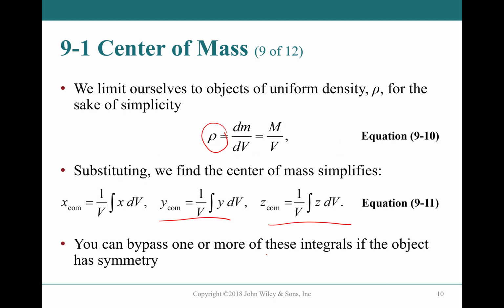And you can bypass one or more of these integrals if the object has symmetry. So what does it mean for an object to have symmetry? For example, let's say we have a rectangle, okay, and it's uniform. We know the center of mass should be somewhere in the middle because it's symmetric about the xy plane. So this center of mass must lie on the xy plane, must lie on the center, so it should be like this. So this is the center of mass.